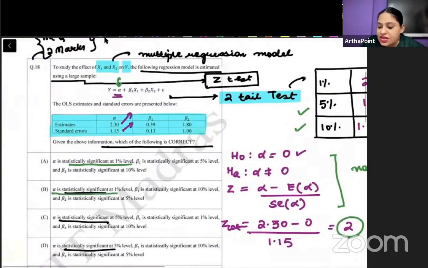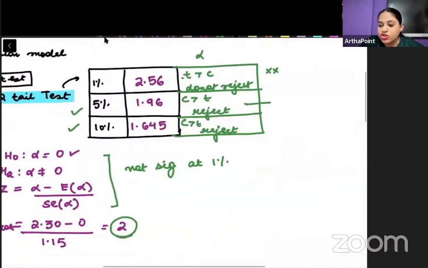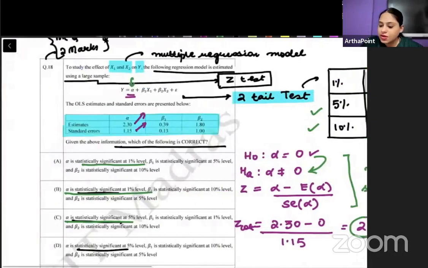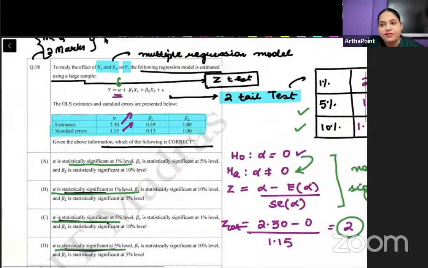It is statistically significant at 1%. No. It is statistically significant at 5%. Yes, because you are able to reject null in favor of alternative. So it is significant at 5%. It is statistically significant at 5%. Yes. So C and D, for the value of alpha at least, are correct. But at 1%, the answer is not correct.